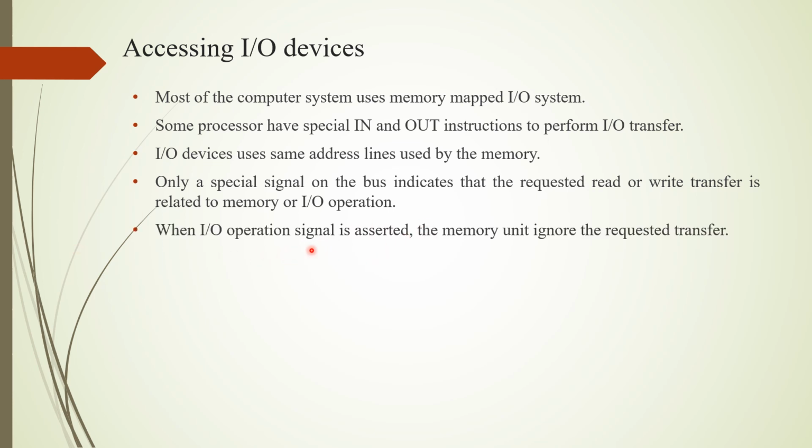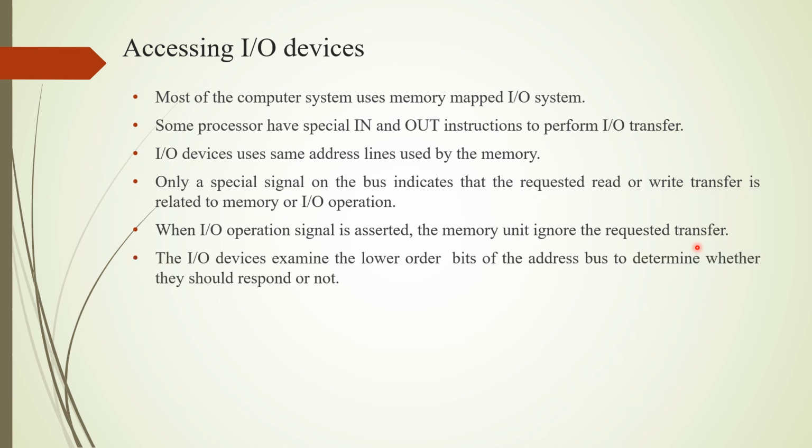When the IO operation signal is asserted, the memory unit ignores the requested transfer and the overall operation will be related to the IO devices. The IO devices examine the lower order bits of the address bus to determine whether they should respond or not, in order to make sure that the address placed on the address bus is related to the IO device or not.